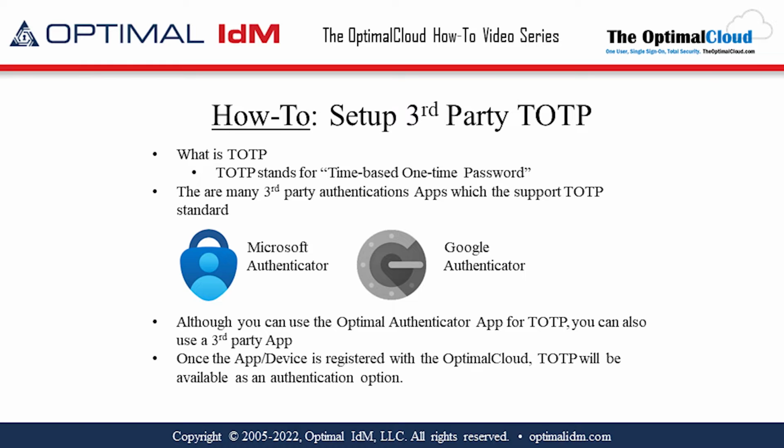There are many third-party applications that support TOTP, for example, Microsoft's Authenticator App, also the Google Authenticator App, and the Optimal Authenticator App. Although you can use the Optimal Authenticator App for TOTP as well as push, you can also use the third-party application. Once the app or device is registered with the Optimal Cloud, TOTP will be available as an authentication option into the Optimal Cloud. Okay, let's get to it.